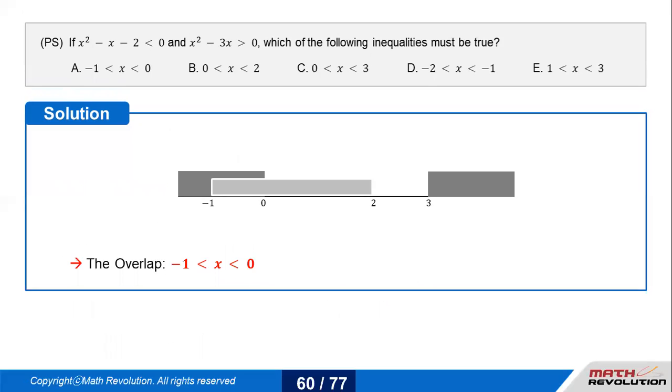So overlapping, this is how the two particular ranges are getting overlapped. First one was minus 1, 0, 2. Second one is 3 and 0. So my answer lies between minus 1 and 0.